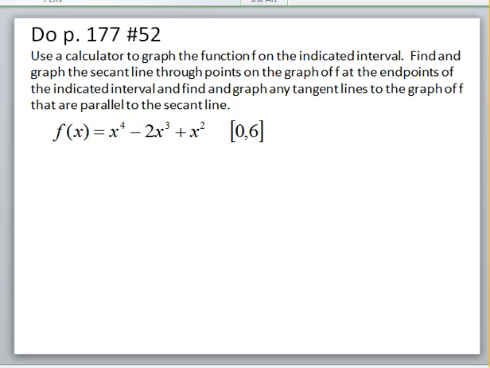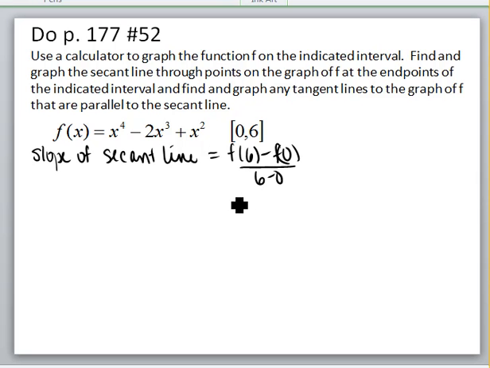What we're going to do is first find the slope of the secant line. And we'll do that by taking f of 6 minus f of 0 all over 6 minus 0. When I plug in 6, I'm just going to tell you, you get 900. Take my word for it, you guys can check it. Plug in 6: 6 to the 4th minus 2 times 6 cubed plus 6 squared gives you 900, minus 0, all over 6 minus 0. So that means the slope of the secant line is 150.